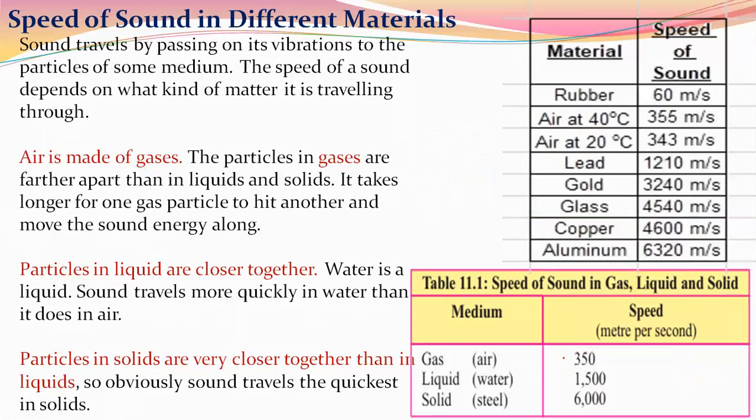In gas or air, it is almost 350 meters per second, as we have seen here. And in liquid, the medium is liquid but the substance is water, it is 1500. And in solids, especially steel and aluminium, it is 6000 meters per second. We have to remember these numbers especially.